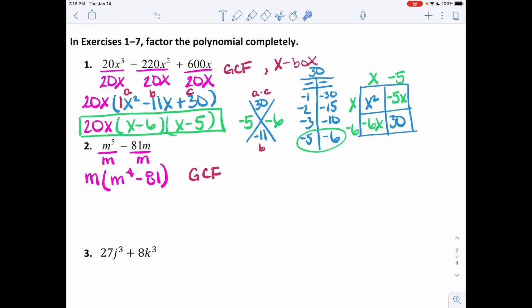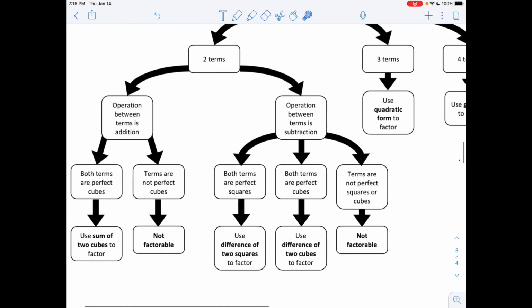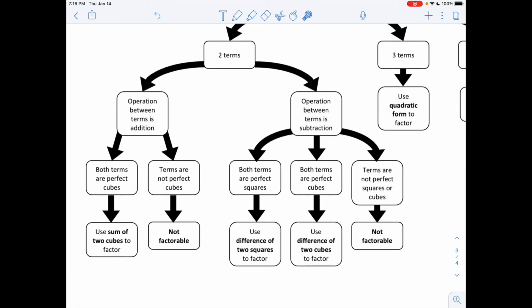I am going to notice that this is a monomial factor. Remember, it's just a single term, and so I won't be able to factor that anymore. So I'm focusing in on this m to the 4th power minus 81. And when I have two terms, remember it was m to the 4th power minus 81. So I want to look at two terms, and the operation between them was subtraction. It was a minus sign. So I want to be able to determine if I have perfect squares, perfect cubes, or neither.